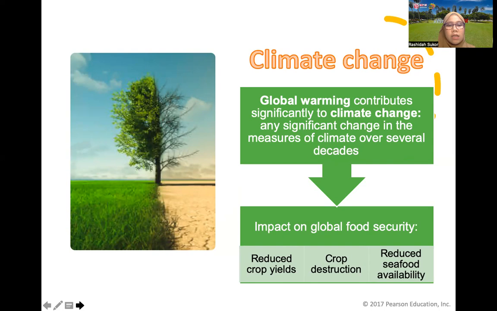Because it is hot, our crops cannot stand it, so their yield is reduced. And then destruction. We have very long droughts, for example. Our padi, for example, cannot grow. And then it's also very important because of seafood.